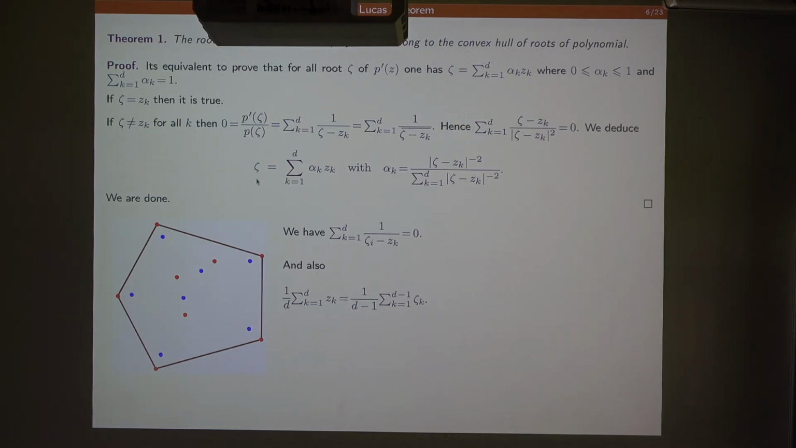It's very important because you see it's the first link between the roots of the polynomial and the roots of the derivative. Okay?